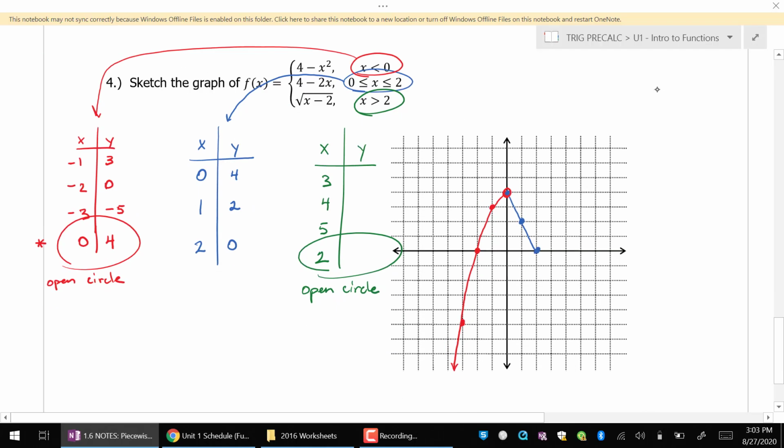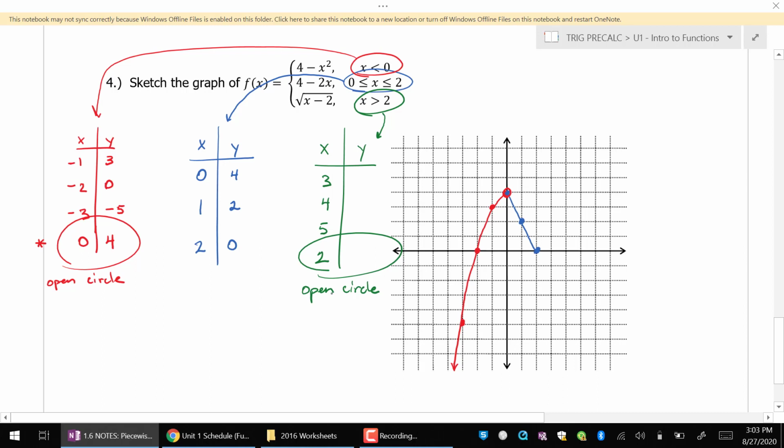Ending here with the square root of x minus 2. So I have one final table here to sketch. And this is valid on all inputs that are greater than 2. So my domain here, x is greater than 2. So let's pick 3, 4, 5. Any number greater than 2 would be okay. I'm going to put 2 down there as well as an endpoint marker, but I'm going to make a note to myself to leave it as an open circle once again.